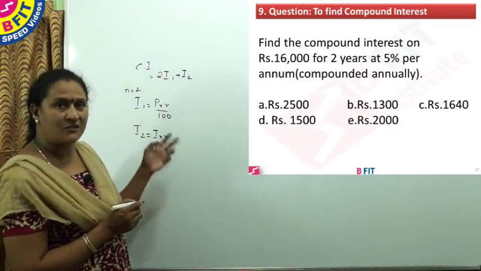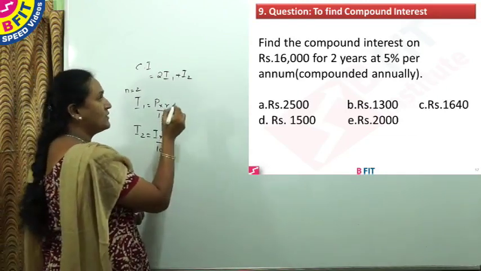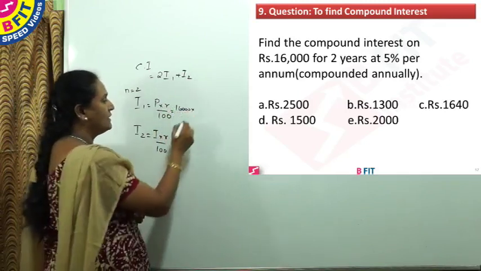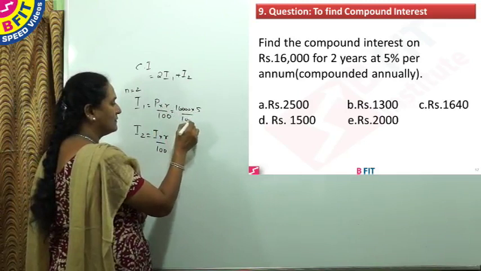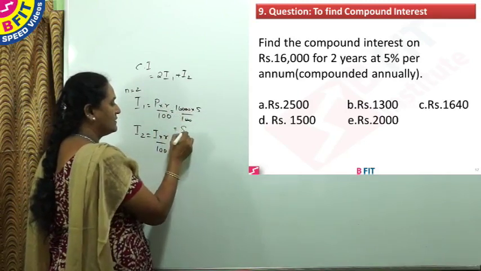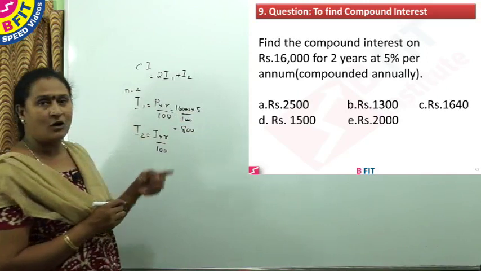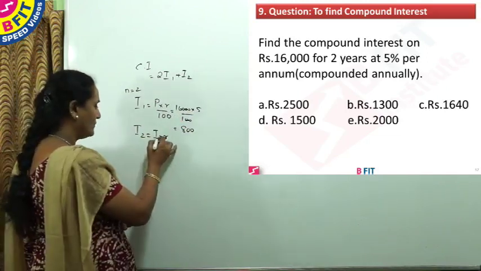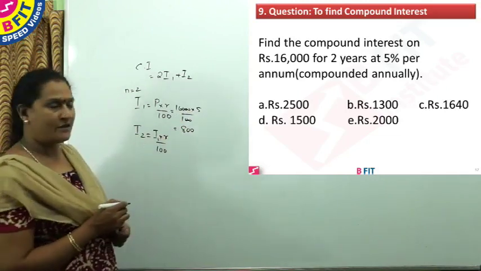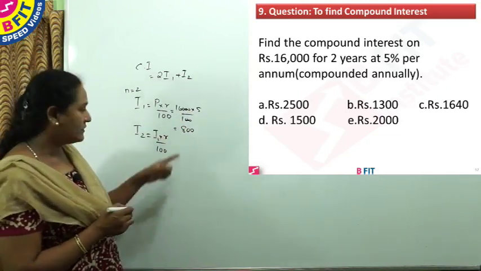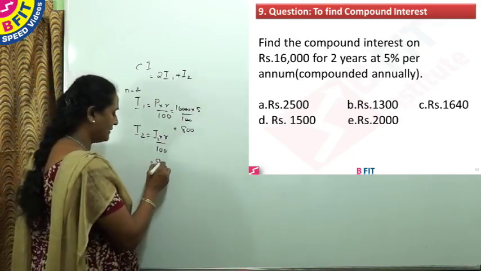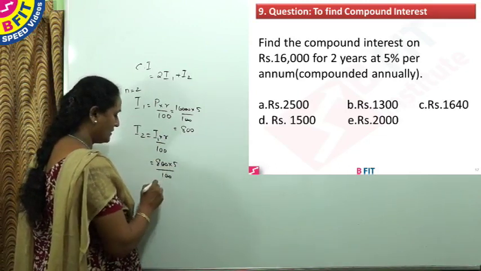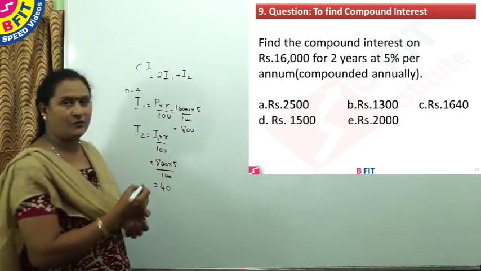Now in our question, what is value of I1? So principal is 16,000 into the rate is 5%. So it is 800. Now we have got I1 as rupees 800. And now what is I2? So I2 is interest on the interest. So I1 into R by 100. So we have got I1 as 800, and for this 5%. So what is I2? It is 40 rupees.